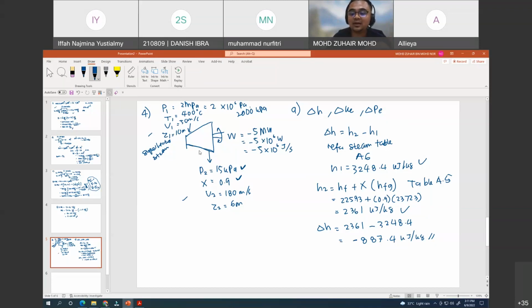Jangan baca soalan turbine tapi awak tak dapat. Cuba bayangkan what the turbine is and how it works and how it operates. Then you're going to get a clear picture. So that's why the data here we got negative.